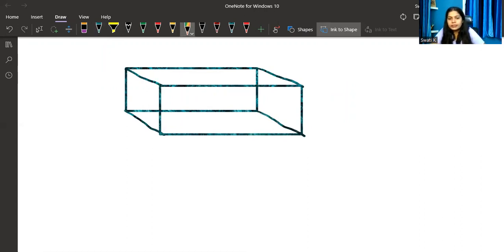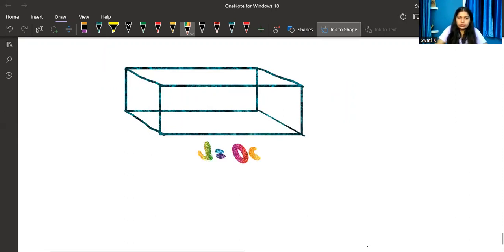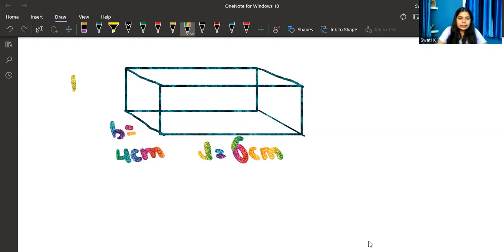We have the measurements given. The length is 6 centimeter. The width is 4 centimeter, so B is 4 centimeter. And the height is 2 centimeter. I'll be decreasing the width and solving the questions. So we have to find out 3 things here: total surface area, curved surface area, and volume. So let us first start with the volume.